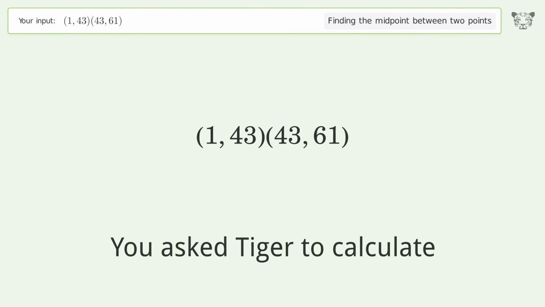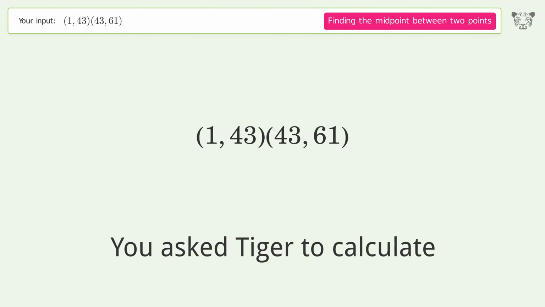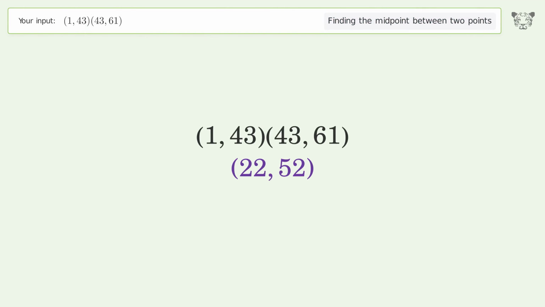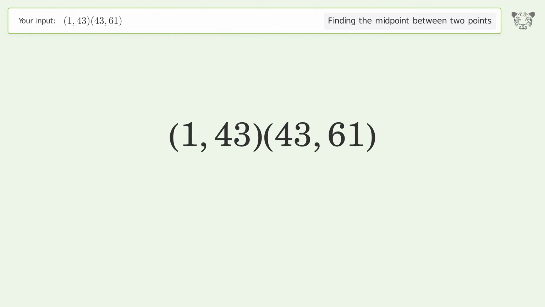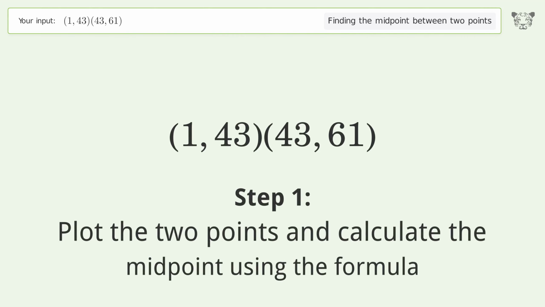You ask Tiger to calculate. This deals with finding the midpoint between 2 points. The midpoint between the 2 points is (22, 52). Let's solve it step by step. Plot the 2 points and calculate the midpoint using the formula.